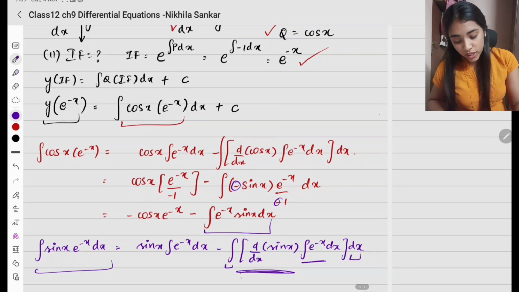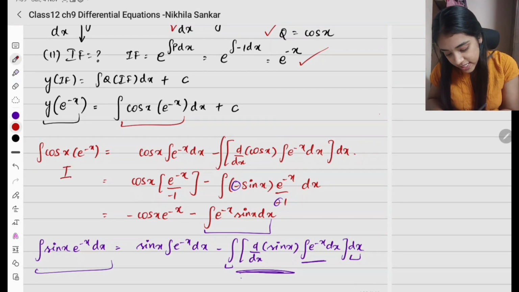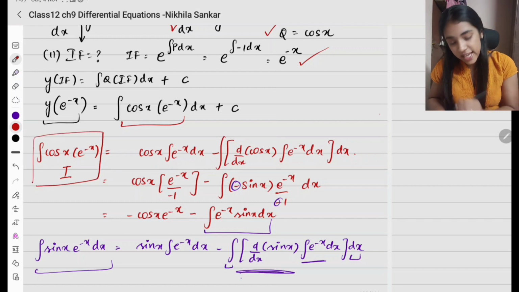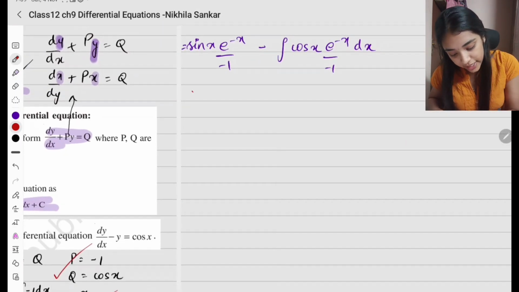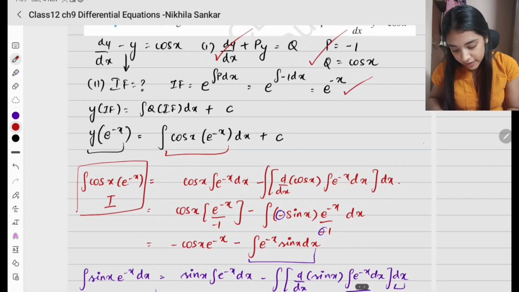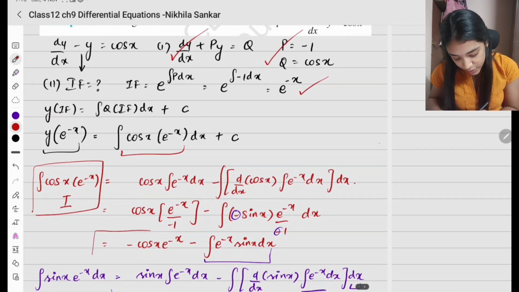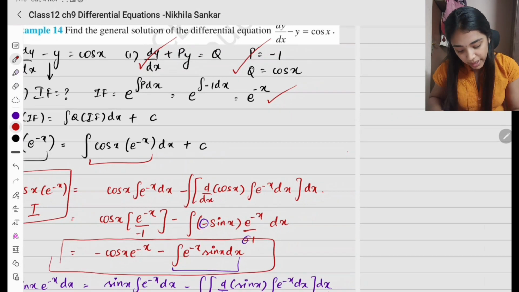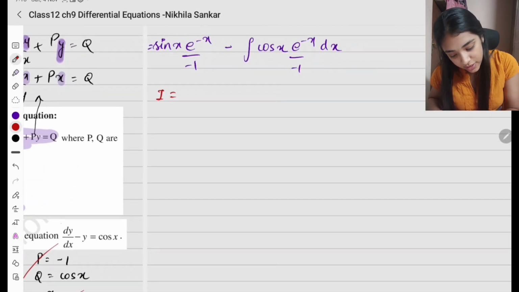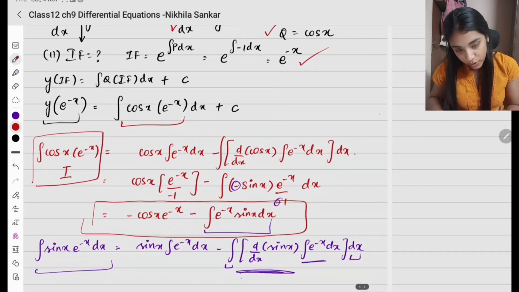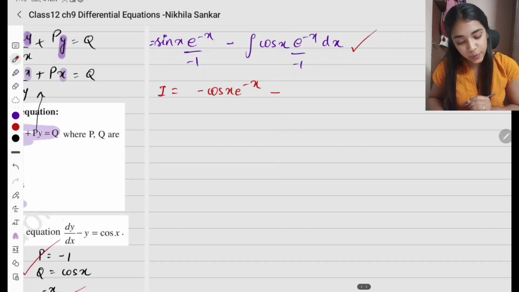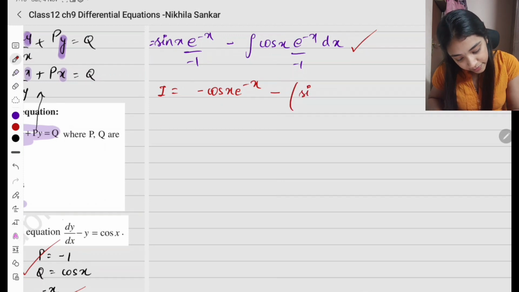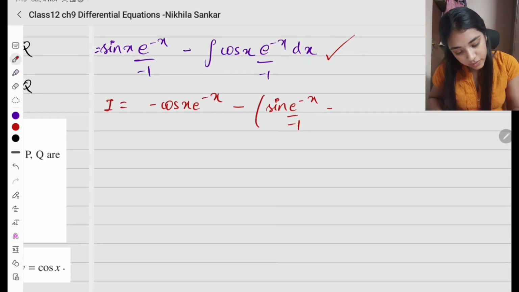Now shall we mix the red and the purple terms together? I'm going to take this cos x e to the power minus x, the whole term, as I. So what am I going to have? I equals this particular term: minus cos x e to the minus x, minus, from the purple term here, sin x e to the minus x divided by minus 1, minus the integral of cos x dx.